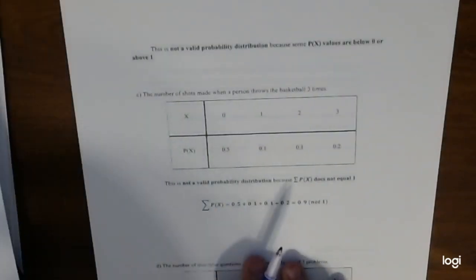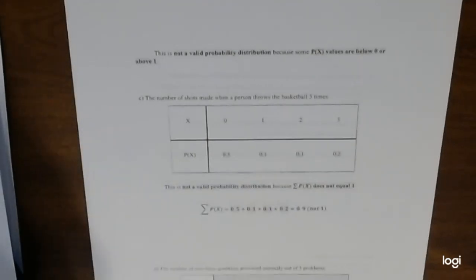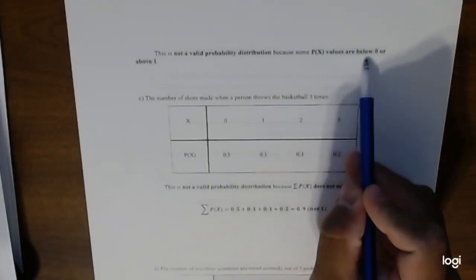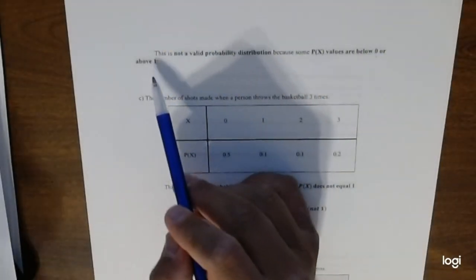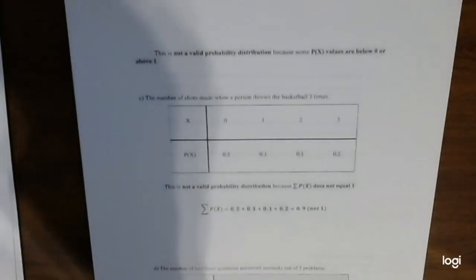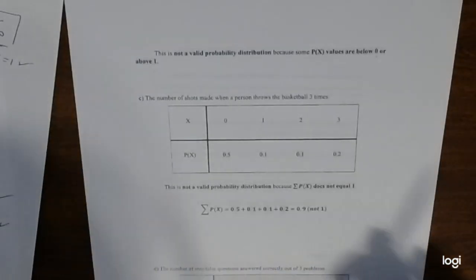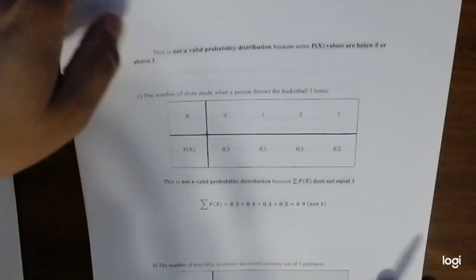And that's what it says at the very top of the next page, right? The probabilities P of X's values are not between 0 and 1, right? One's below 0 and one is above 1. Okay. All right, let's do a couple more, and then you guys can do a couple on your own.